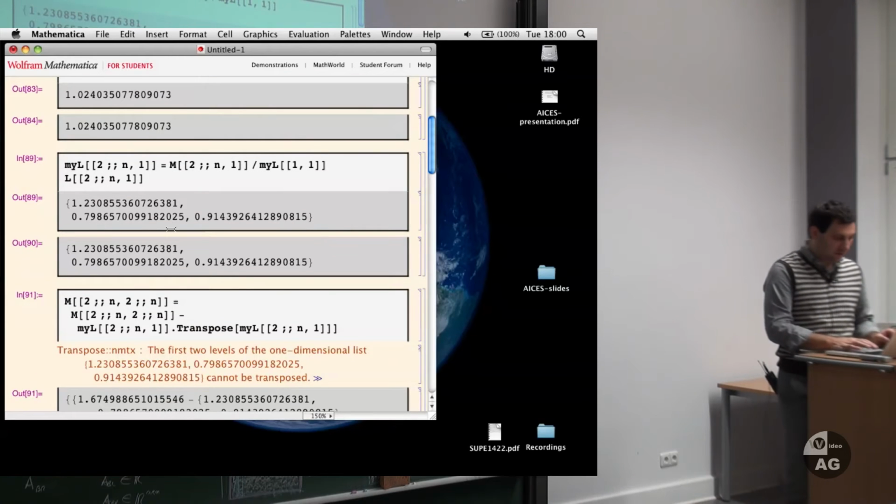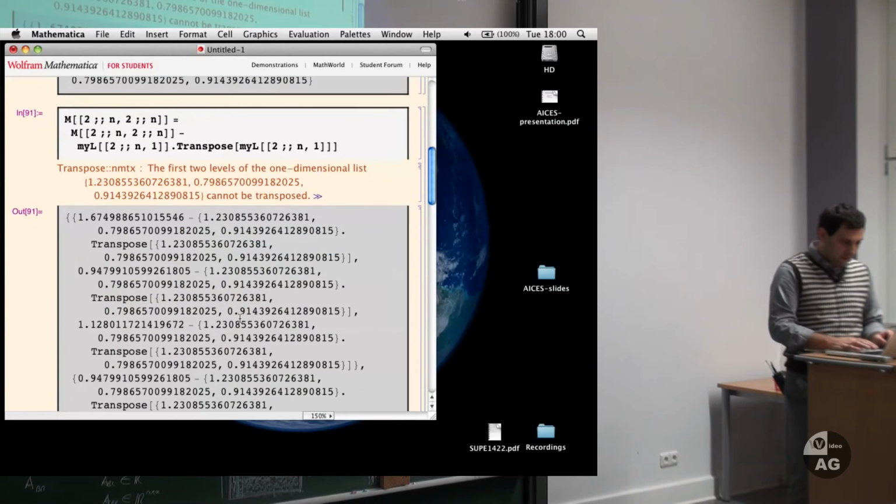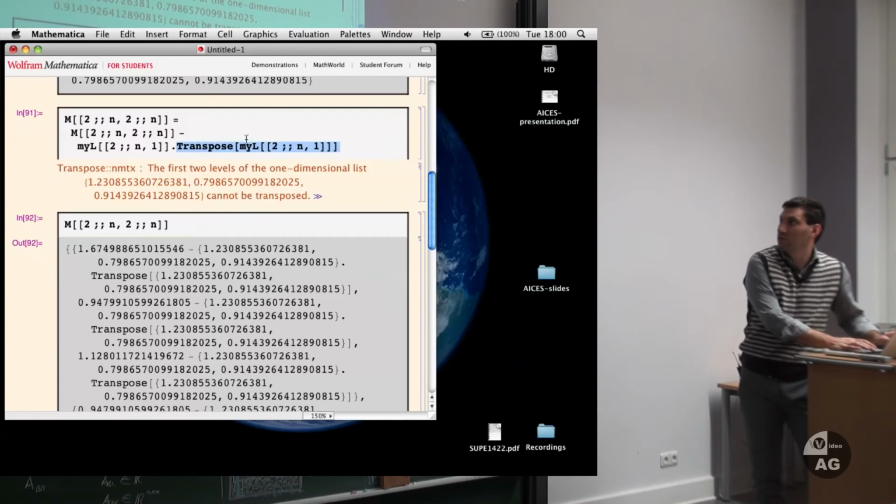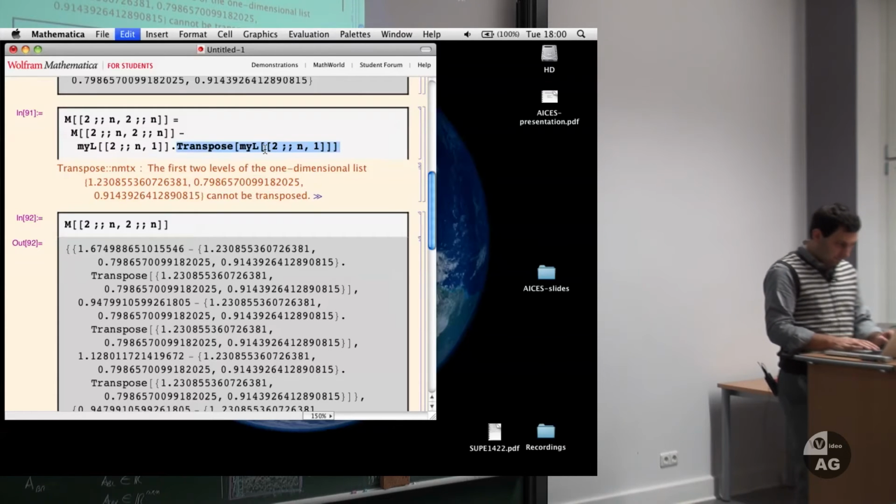Anyway, believe me, this is not the problem. The problem is not in this part. The problem comes from here. Actually, it was complaining about the transpose, so what's wrong with this? Let's look at that.